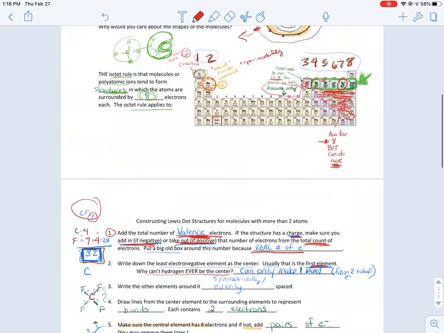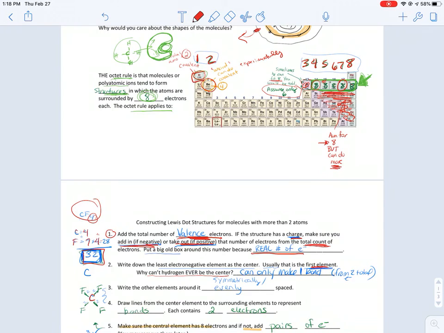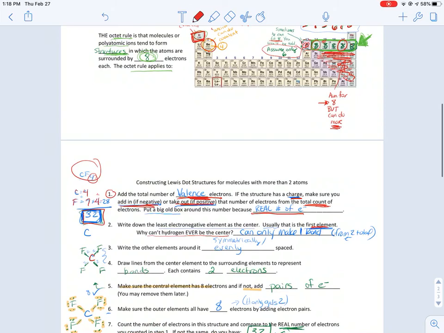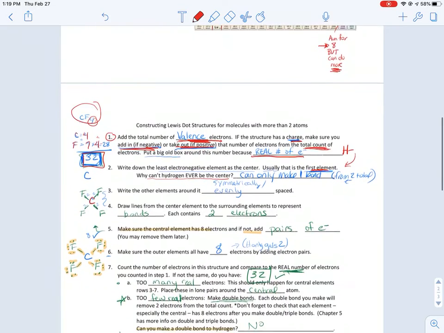So question, why can't hydrogen ever be the center? If you look back up, hydrogen right here can only hold 2 total electrons. He's really tiny. He can't fit more. He can contribute 1 and have a total of 2. He can't fit 8 around him. He can't fit any more than 2, which means just 1 bond. So if you can only make 1 bond, you can't be the center of anyone. You have to be on the outside.